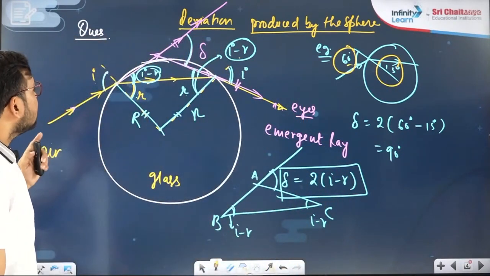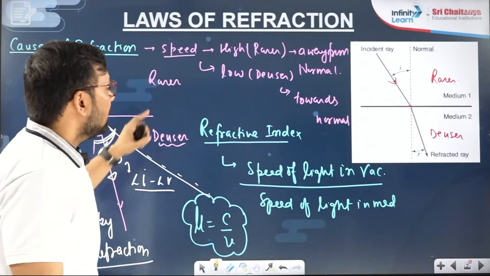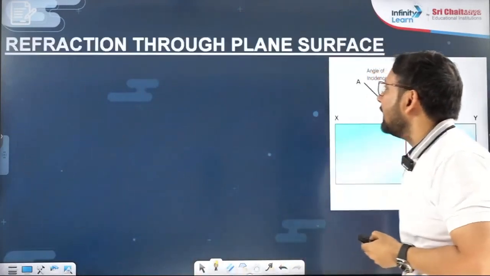Chalo, see this one, laws of refraction. Now what are the laws of refraction? For this we will discuss. Have a look here.